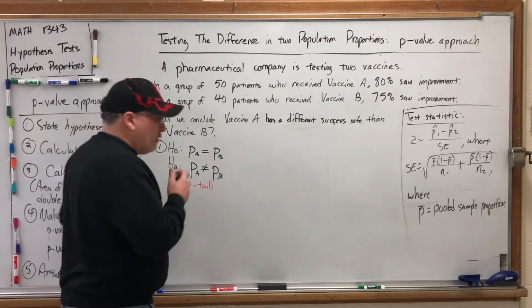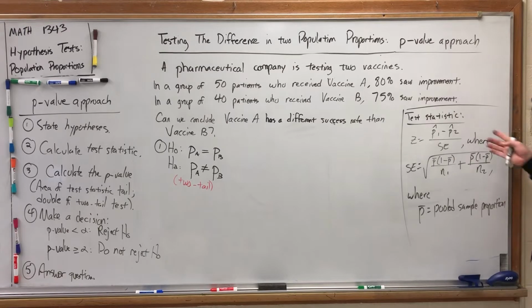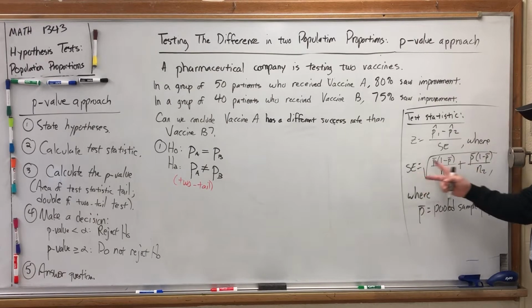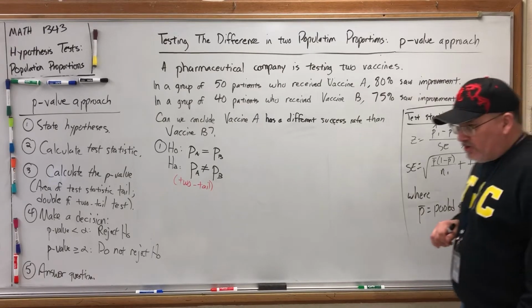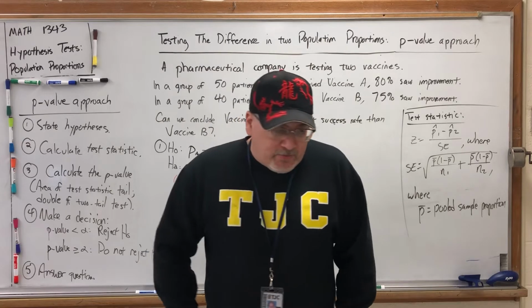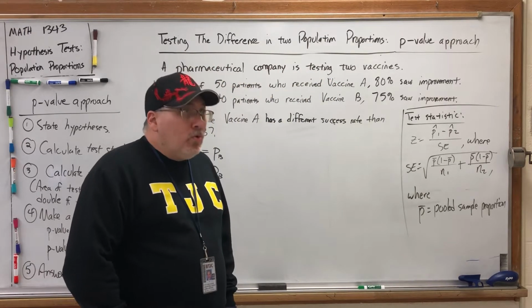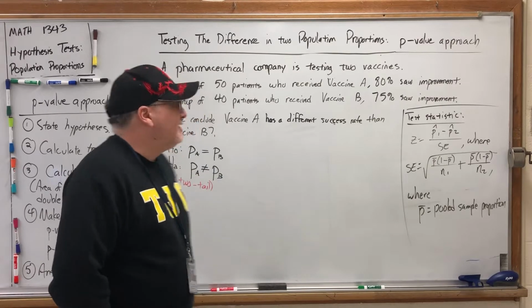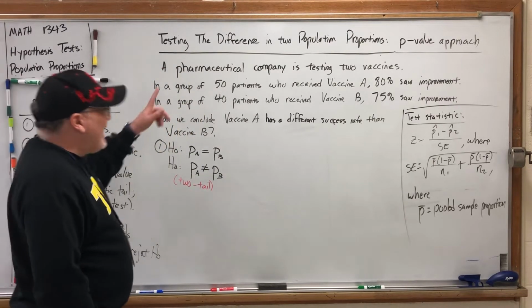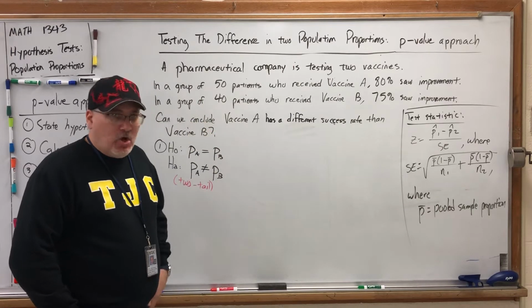All right, let's calculate our test statistic. This is going to take a little bit of work. Let's think about the order in which we need to do this. We can't calculate z until we know the standard error. We can't calculate the standard error until we know the pooled sample proportion. But there's even more missing information. As we saw in the previous video, the pooled sample proportion is as if we looked at these 90 people together and saw what percent of them saw improvement.